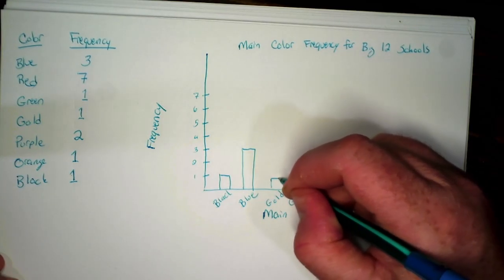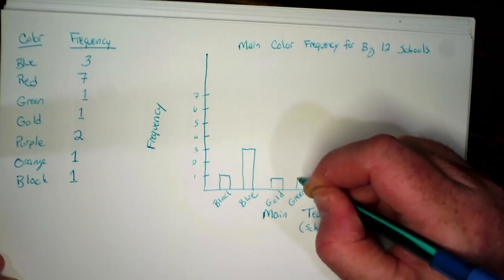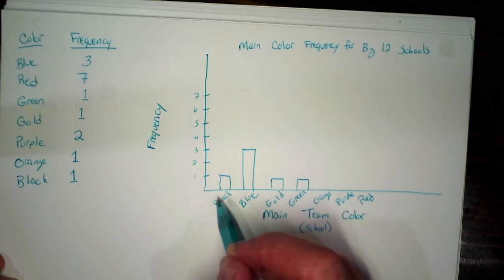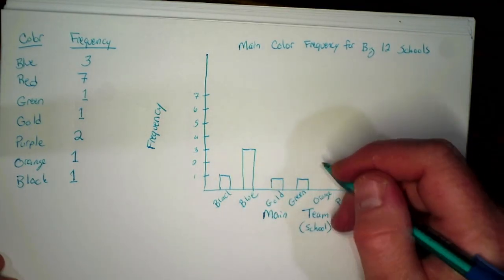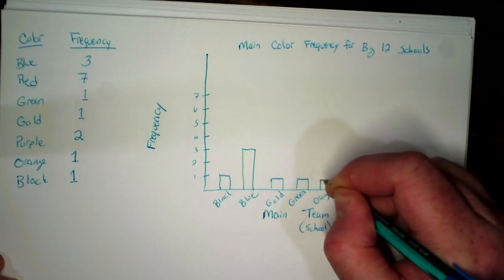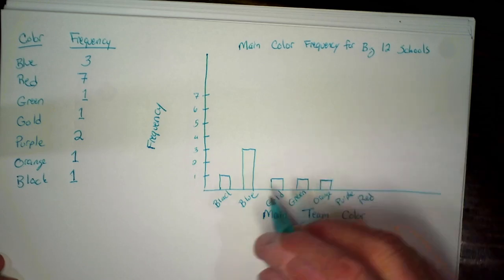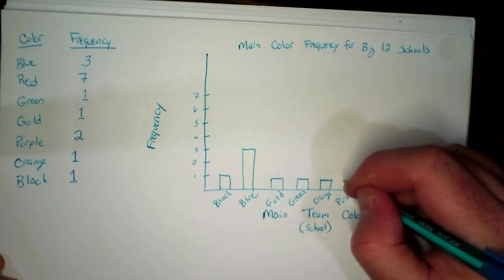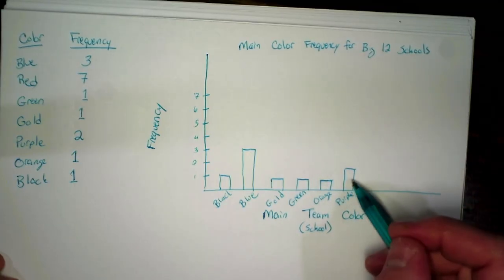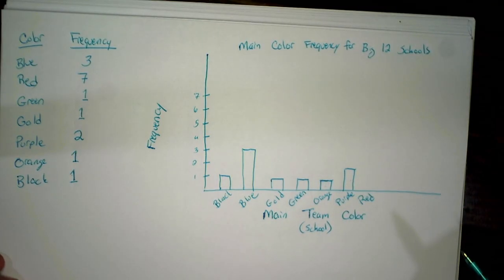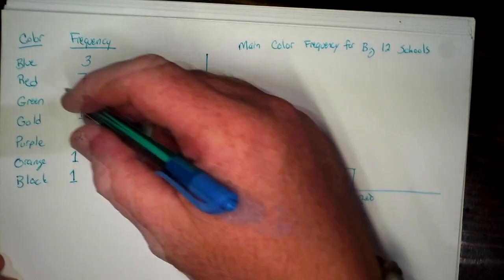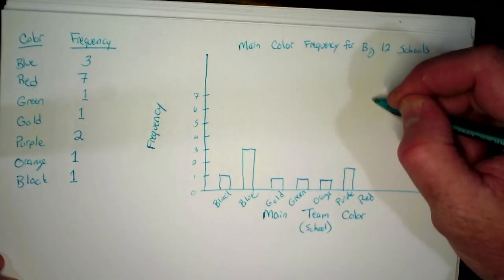All right, for gold there was 1. For green there was 1. So I can see I'm already being a little careless. It looks like this one's a little taller than that. So you need to be careful and not mislead or misrepresent anything with your graph. Okay, but we've got 1, 3, 1, 1, 1. Purple was 2. And I should be able to tell at this point that purple is twice as big as orange because my graph starts at 0, right? And then red goes all the way up to 7.